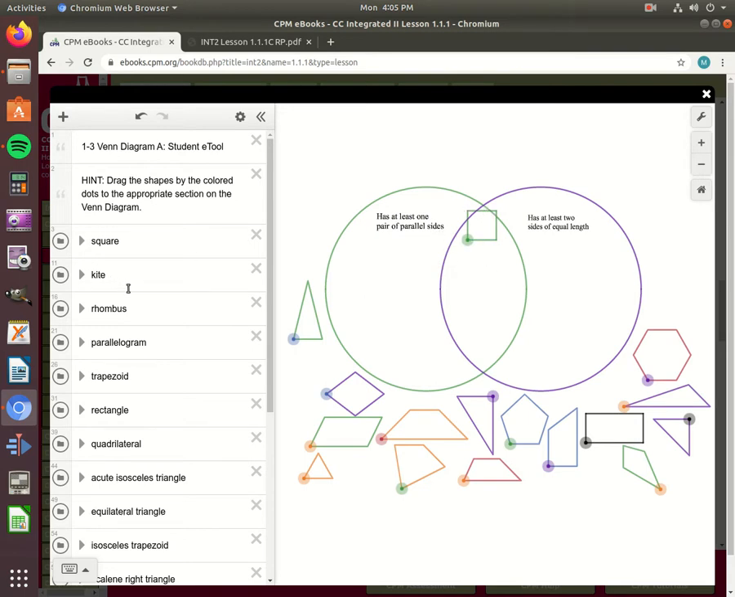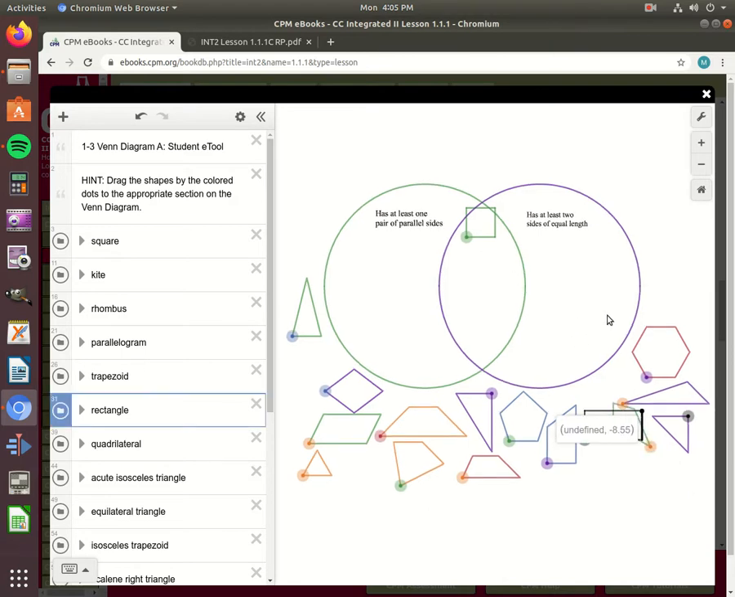A kite doesn't have parallel sides, but we do have two sets of sides that are the same length. So I will go ahead and grab that one and put it over into this side where we have the equal length but not parallel sides. A rhombus is like a squished square, so these opposite sides are parallel and all the sides are the same length. So again, I will put that in the middle.